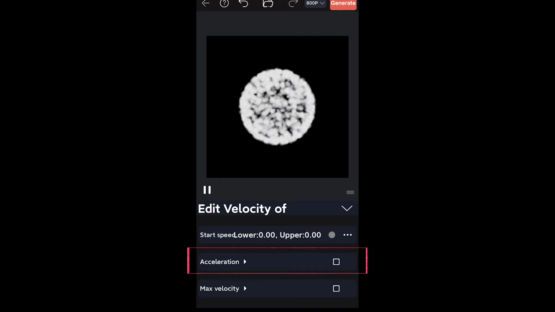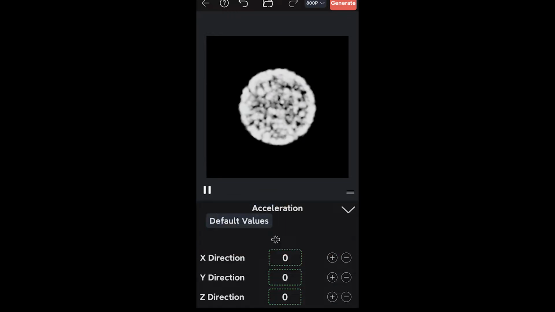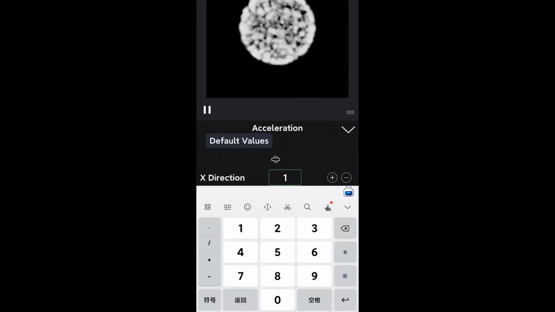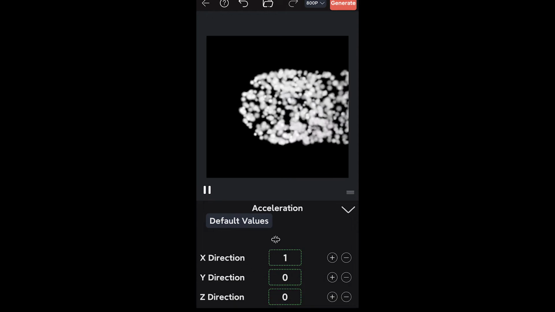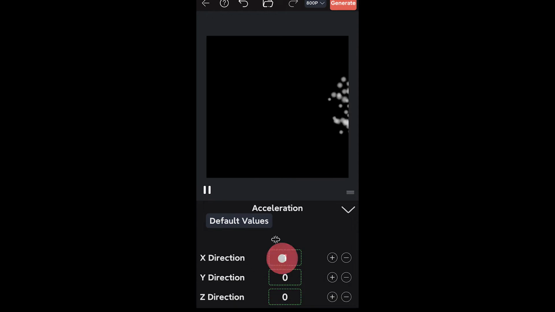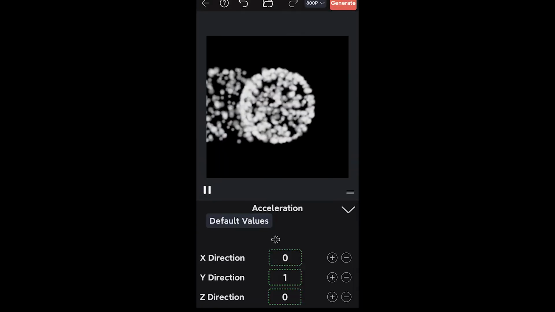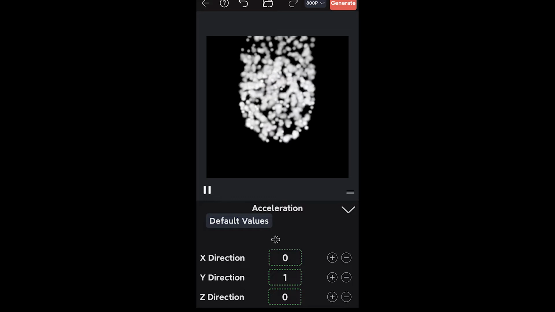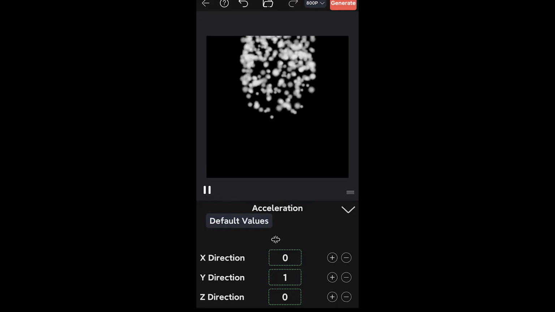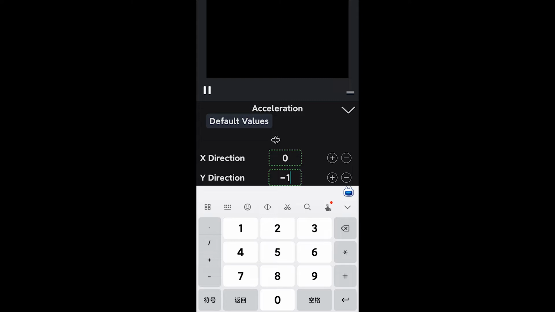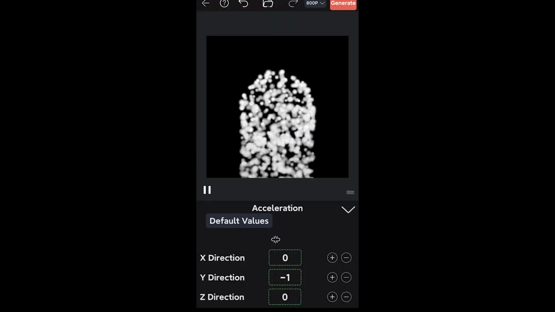Acceleration. The velocity applied to the particle after it is emitted. What is the effect? After setting the x-axis direction data to 1, the particles move horizontally to the right. The negative one is to move horizontally to the left, and when the y-axis direction data is set to 1, the particle moves vertically upward, and the negative one is vertical downward movement.